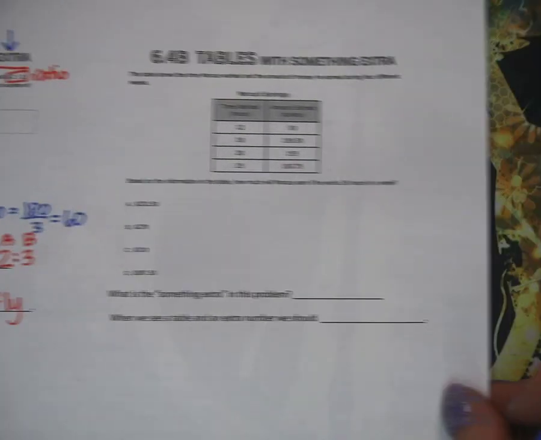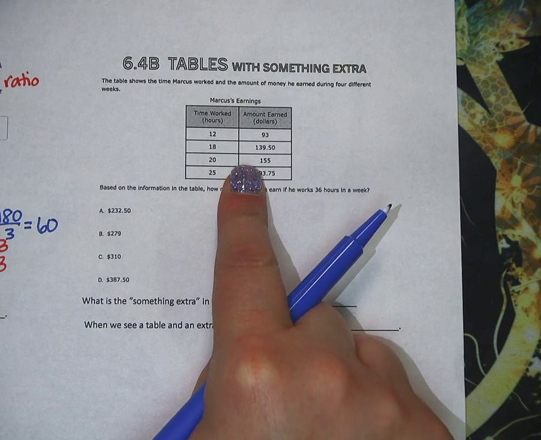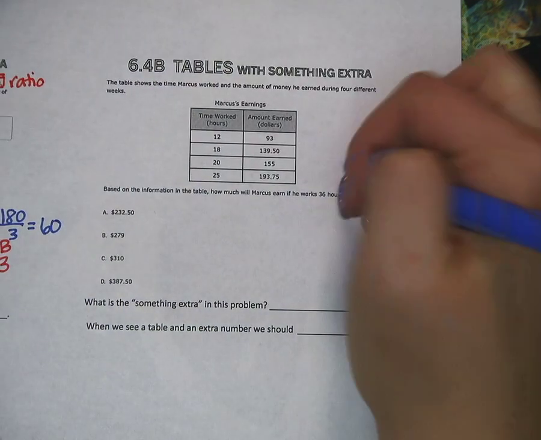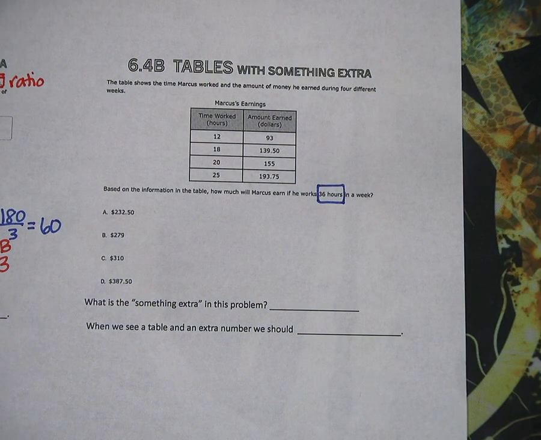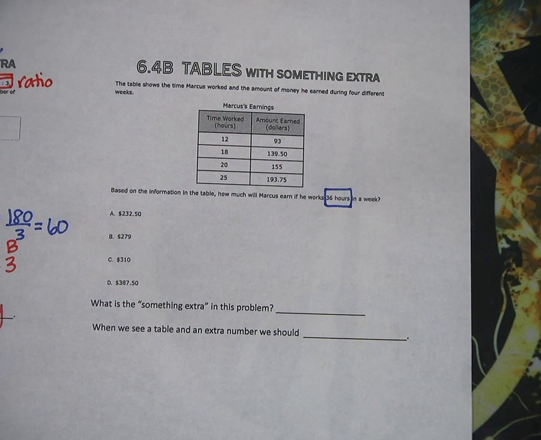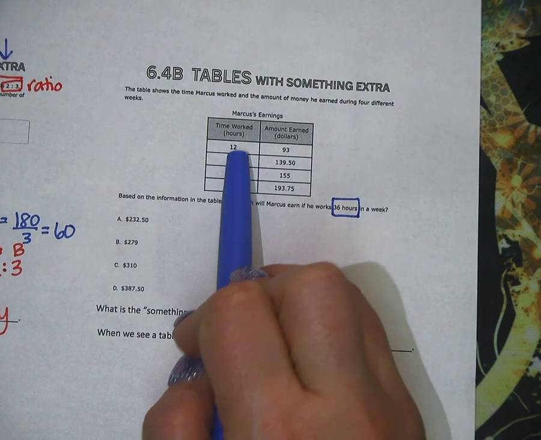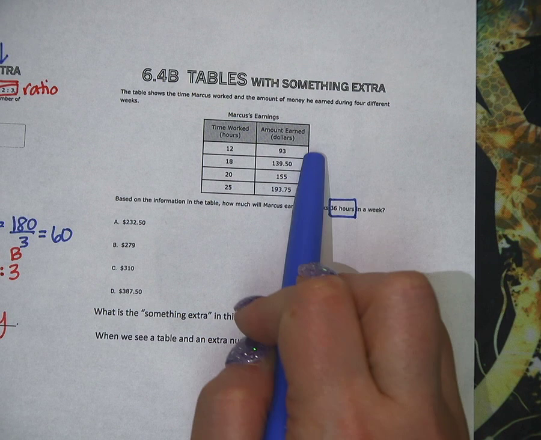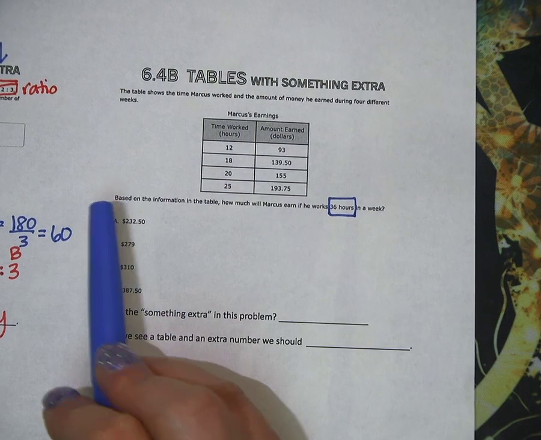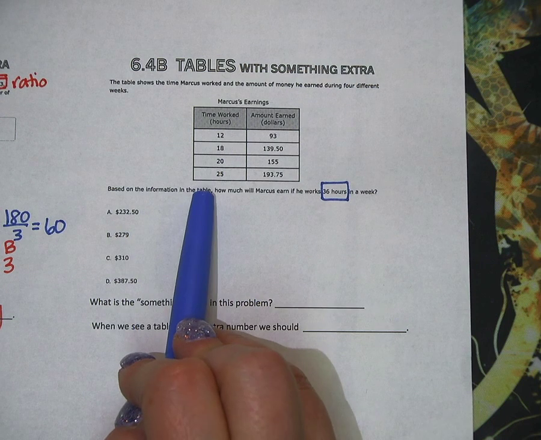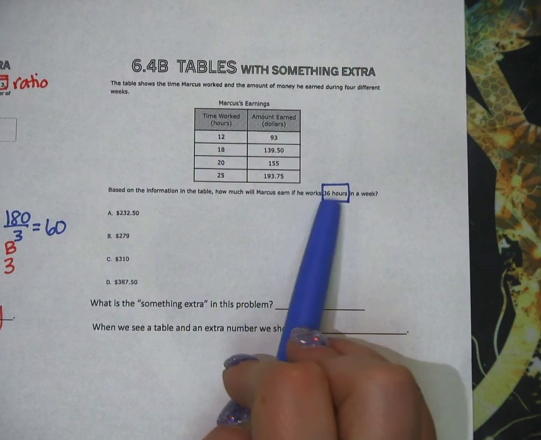So now let's look at what you do when there's a table. And this time the something extra is a number, so number 36. It says the table shows the time Marcus worked and the amount of money he earned. So we can see time is here, he's worked all these hours, and this is the amount of money he's earning for working those hours. Based on the information in the table, so we know we're using the table, how much will Marcus earn if he works 36 hours?